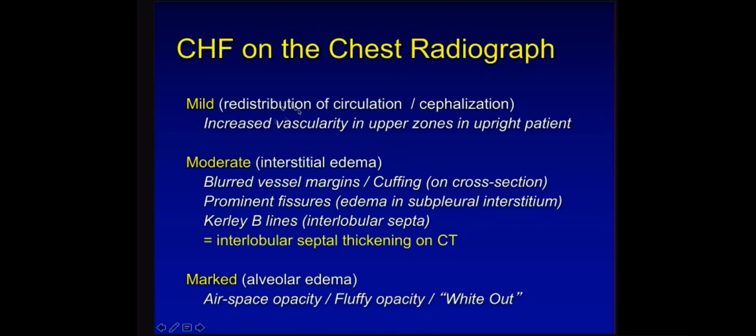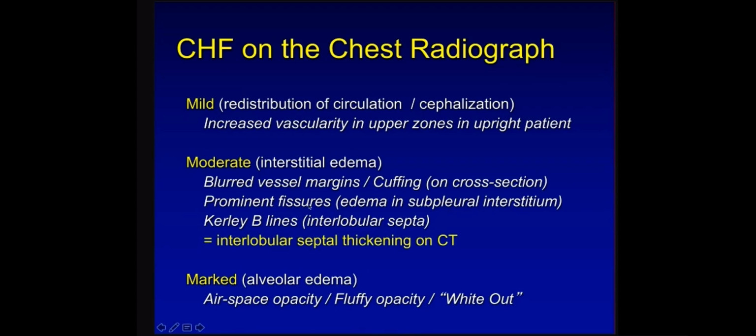So, as we summarized before on those images, you have mild, moderate, or marked degrees of failure. The mild manifesting as redistribution of circulation with cephalization of vascularity, as I mentioned before. And the moderate, think of that as patients with interstitial findings. The vessel margins will become blurred because of that interstitial sheath around the bronchovascular structures. And you see these in cross-section, especially in the peri-hilar region on the chest radiograph. They'll manifest as a blurred airway margin. We call that cuffing. That's a very old sort of radiographic term.